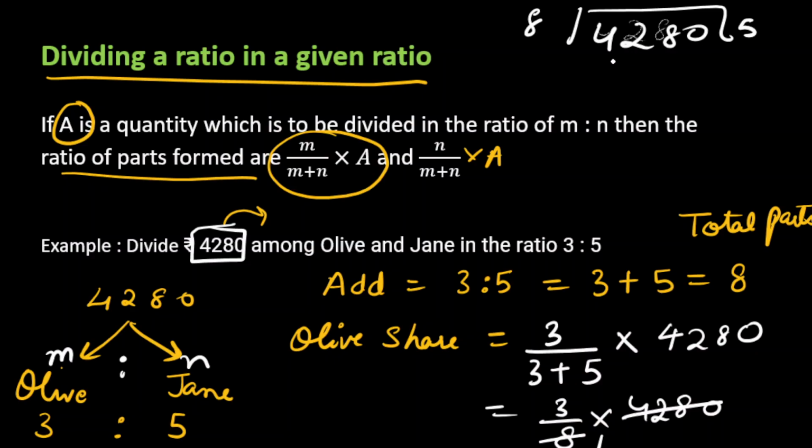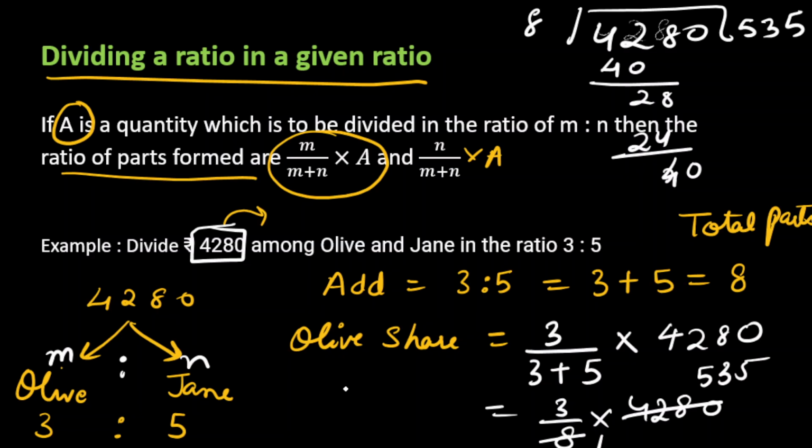So 8 into 5 is 40, then 28. 8 into 3 is 24. Then this is 40. 8 into 5. So we got 535.